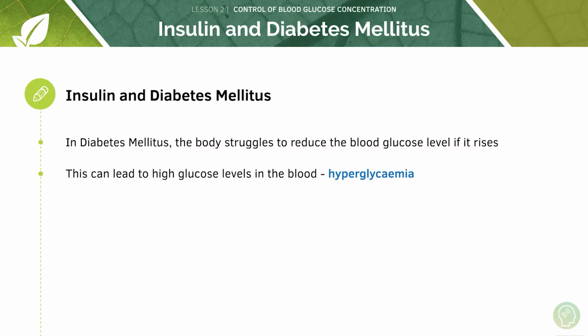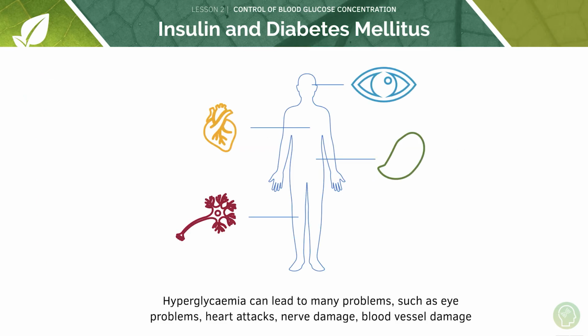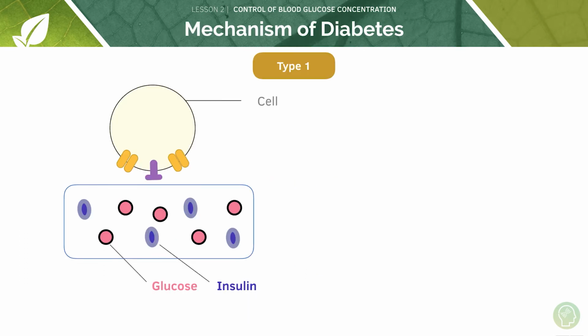So what happens when this goes wrong? Well, in diabetes mellitus, the body struggles to reduce the blood glucose level if it rises, and this can lead to high glucose levels in the blood, something that we call hyperglycemia. So hyper, too much glucose in the blood. So hyperglycemia can lead to many problems, such as eye problems, heart attacks, nerve damage, and blood vessel damage. So it's really important that diabetics control their blood sugar to avoid all of these consequences.